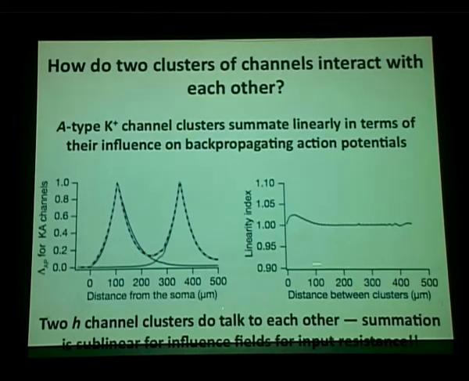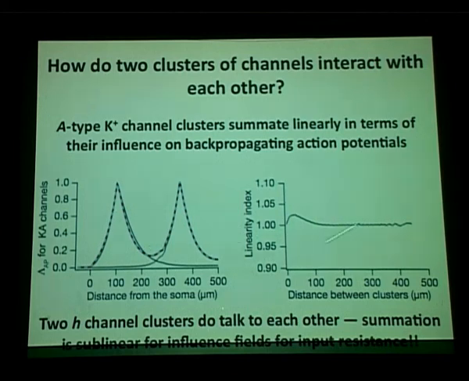So the real question is not how much the influence is. The question is, how do these influences from different ion channel clusters interact with each other in coming up with that final functional map that you saw? In this case, you have two different A-type potassium channel clusters, one at 100, another at 350. When you measure the separate influences, they look like the black traces, and the linear summation and the actual result of placing both clusters together exactly match each other.